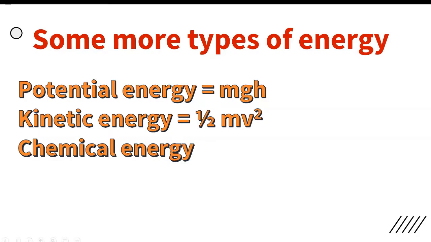The third type of energy that I think you need to know is the chemical energy. So chemical energy is released when the bonds between the atoms are formed and consumed when the bonds between the atoms are broken. So whenever a chemical reaction is happening, this type of energy is very, very important.